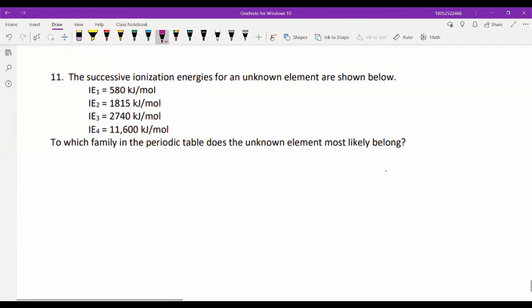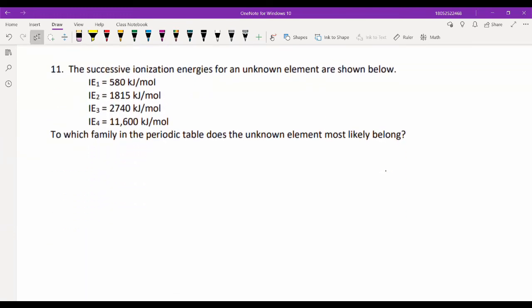And then the last one we have is a problem where they give you successive ionization energies, and they want to know which family, which is the same thing as which group. So family is group, which also is the column, right? Kind of like the alkali metals are group 1, that's a family or a group. Which family does the unknown element most likely belong to?